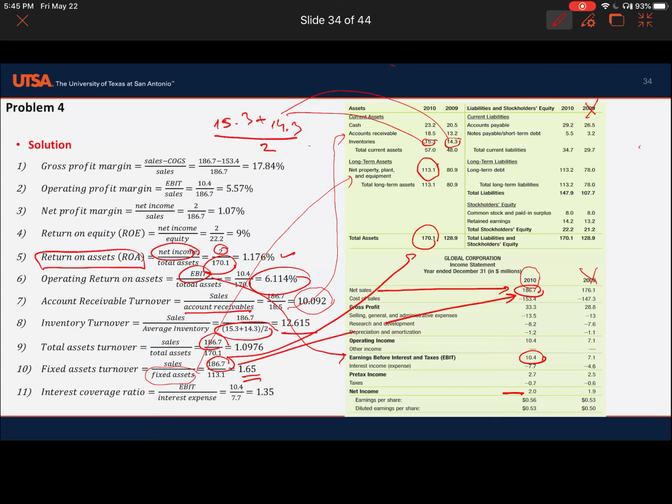Interest coverage ratio is EBIT over interest expense. Where can we find EBIT? It's in the income statement. You will go to the earnings before interest and taxes for 2010, which is 10.4, and we will find interest expense, which is also in the income statement. Interest expense here is 7.7, and the interest coverage ratio is 1.35.